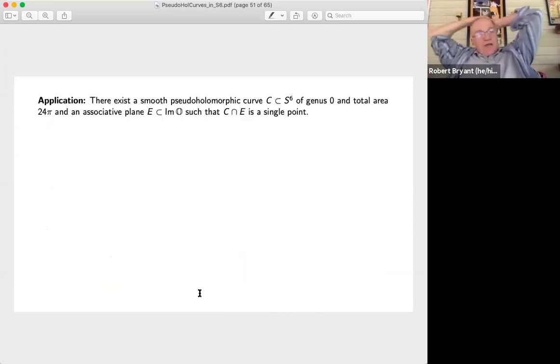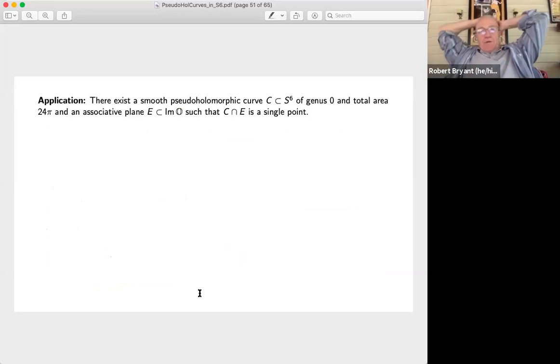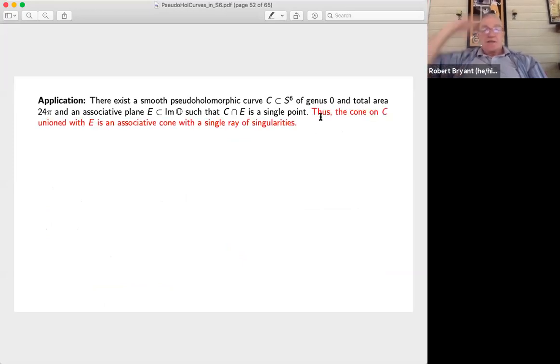And now I want to get to an application. The application is this. There exists a smooth pseudoholomorphic curve of genus 0 and total area 4 pi and an associative plane E such that those two intersect in a single point. In particular, what that says is that the cone on C union with E is an associative cone with a single ray of singularities, a half ray of singularities. So this can happen in the decomposable case.